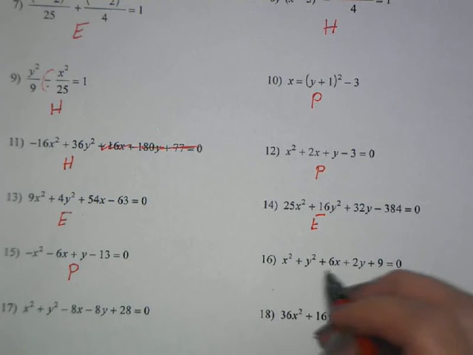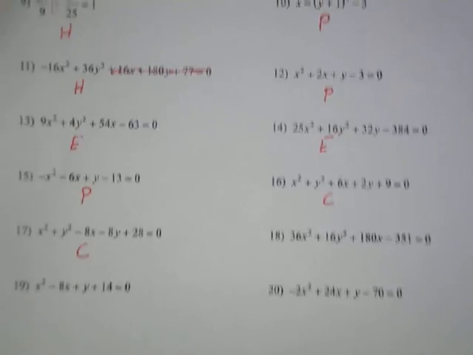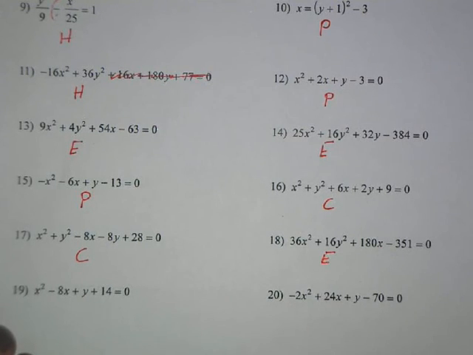16, circle. That is my first circle. And then I get another one here at 17. 18 is an ellipse. 19 is a parabola. And 20 is also a parabola. Yes. I'm actually going to pass this.